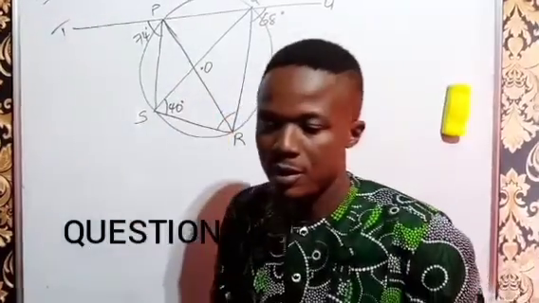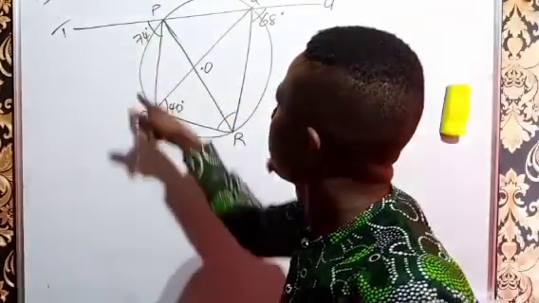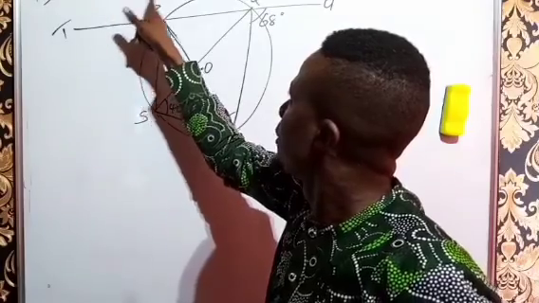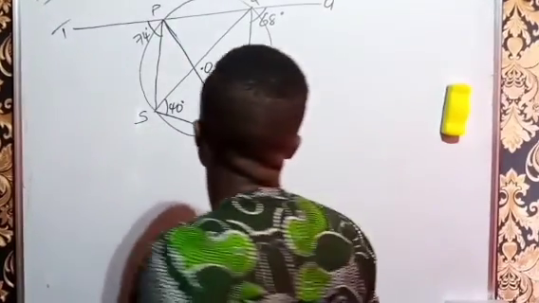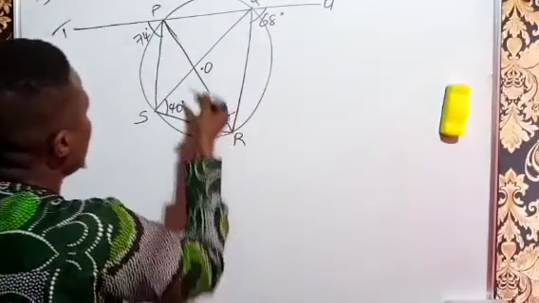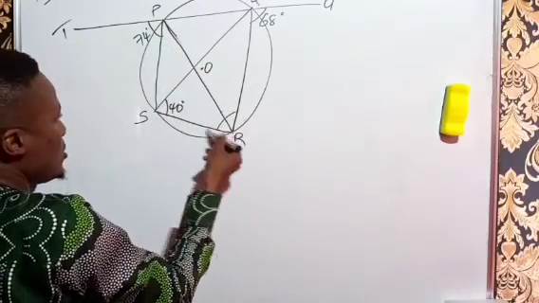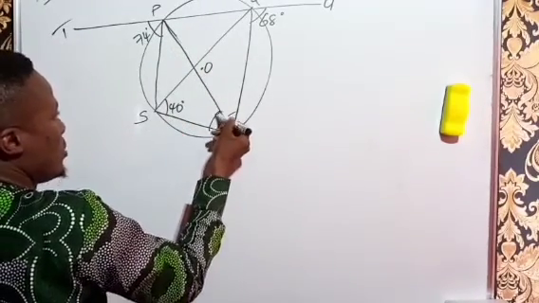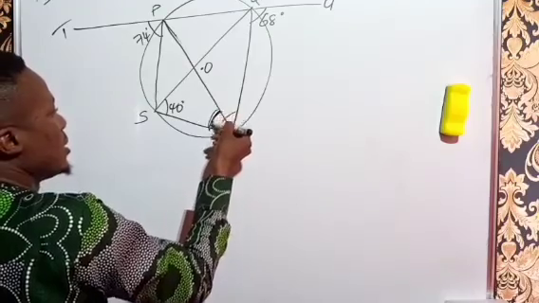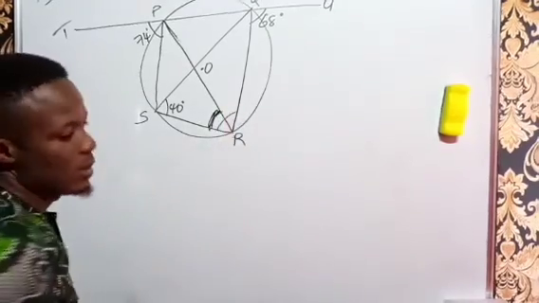Okay, so let's take up the third question, 3b, which is saying that we should find the value of angle PRS. O is the center of a circle, so angle PRS. The required angle we are looking for is this angle here. This is the angle we want to get.